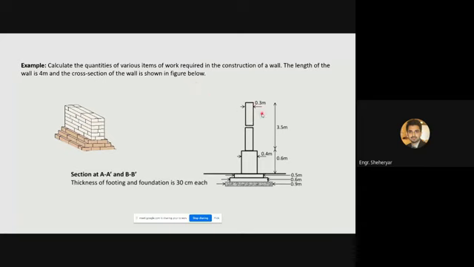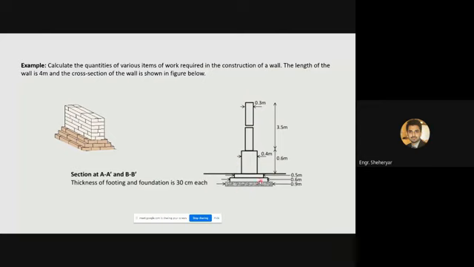This is the cross section of the wall, and this is the length of the wall, 4 meters. In this cross section, the height of the superstructure wall is 3.5 meters, and the thickness of the wall at this level is 0.3 meters. Similarly, at the plinth level, the height of the wall is 0.6 meters, and the width of the wall is 0.4 meters.